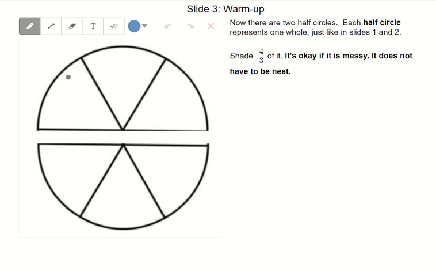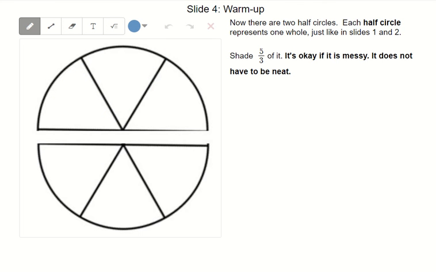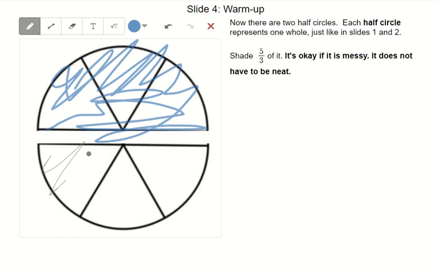Now we're looking at 4 out of 3. So here is 3 out of 3. And we will add in a 4th. And 5/3. So that's 3/3, 4/3, 5/3.